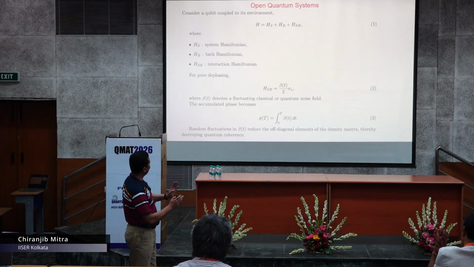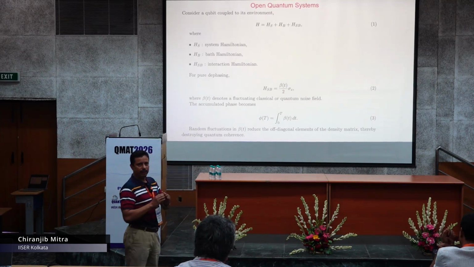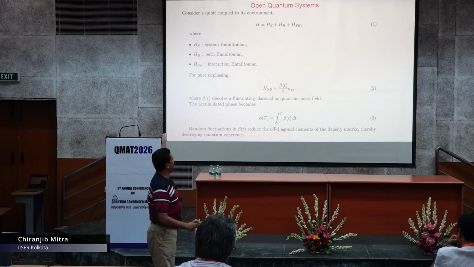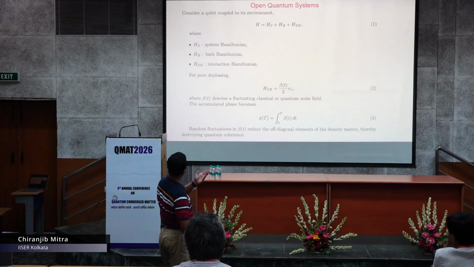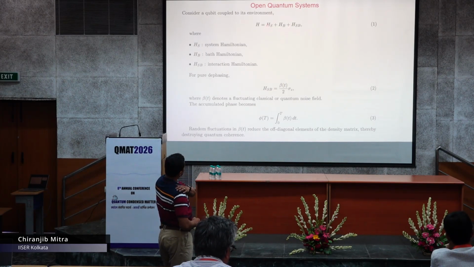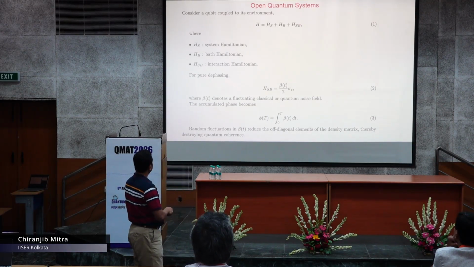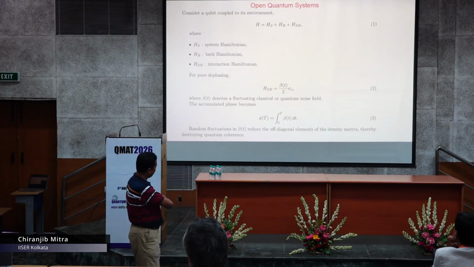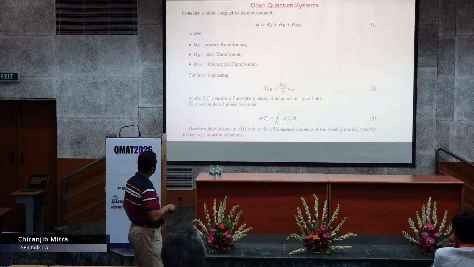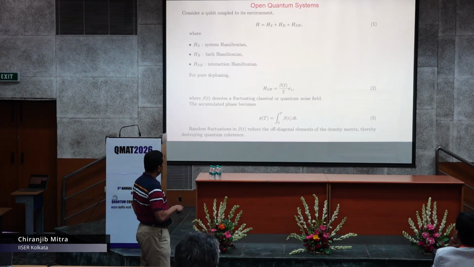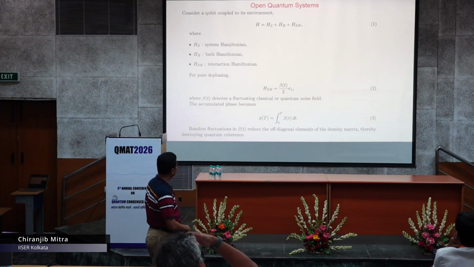But let me first introduce what a filter is and why it works, from a very naive experimentalist point of view. I have an open quantum system, because my qubit is interacting with the environment or the bath. So H is Hs plus Hb plus HSB: the system Hamiltonian, the bath Hamiltonian, and the interaction Hamiltonian. Now for pure dephasing, let's say HSB is beta by 2 sigma z. There is an accumulation of phase which after time t is the integral of beta t dt. So random fluctuations reduce the off diagonal element of the density matrix, thereby destroying the coherence.